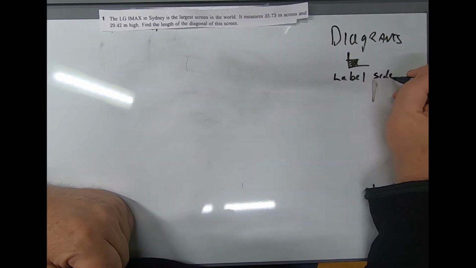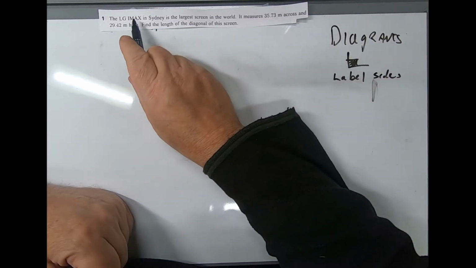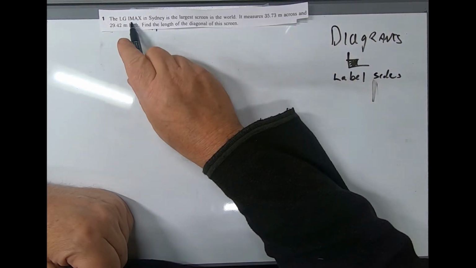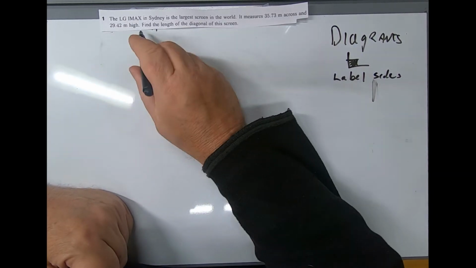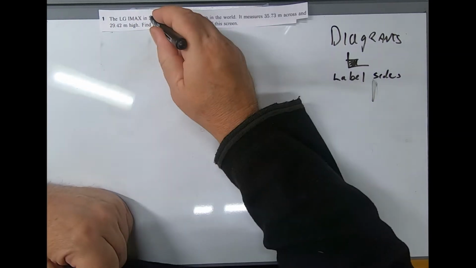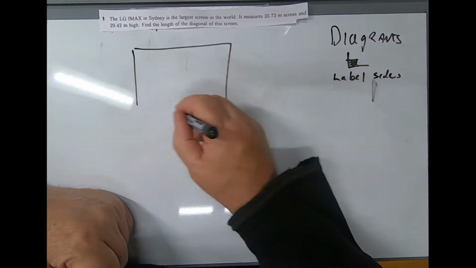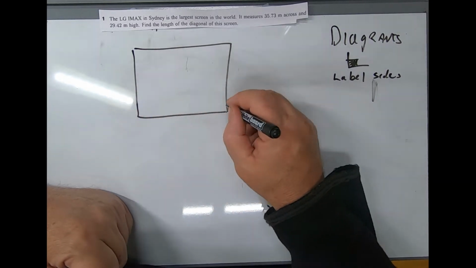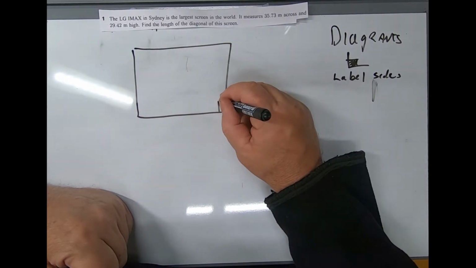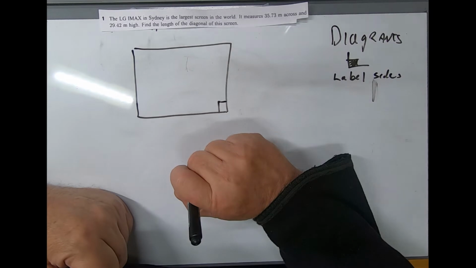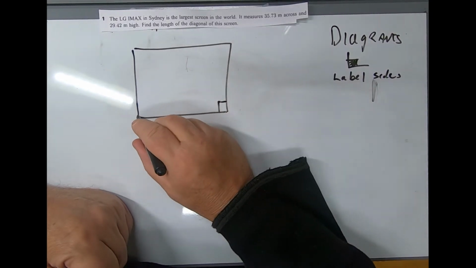Label up the sides. Okay, so I've got an IMAX, LG IMAX. I think that's some sort of cinema. 35.75 meters across. I guess that's big. So anyway, in my brain, screens are rectangles. Now rectangles have nice little right-hand corners, right angle corners.